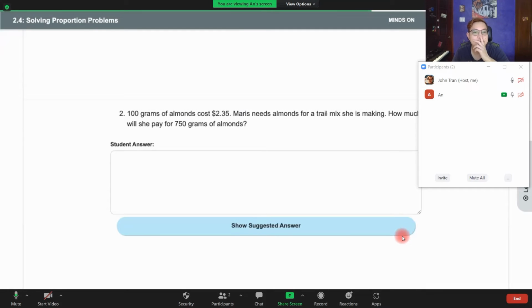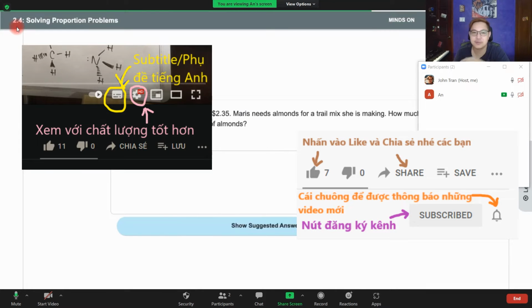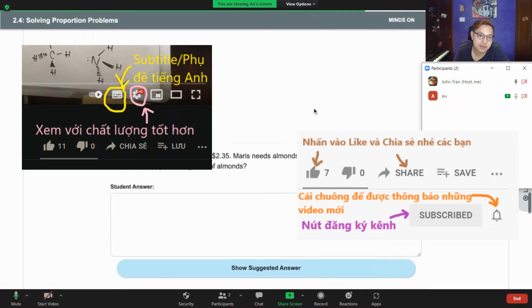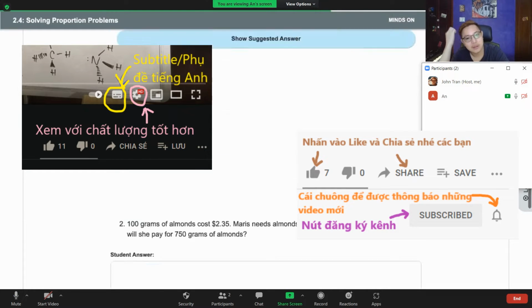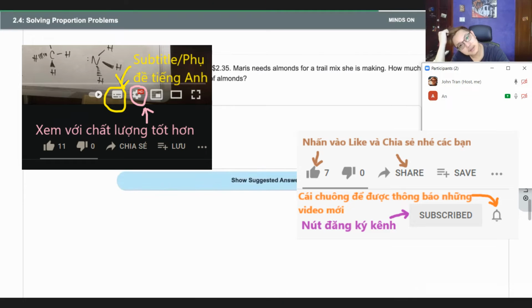Right, so today we're going to do solving proportion problems. It's still the last topic of ratio, proportion, fraction, right? Yeah. Okay, let's continue. This part is huge and important.